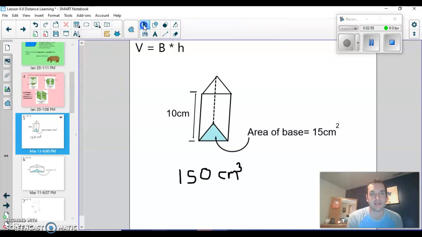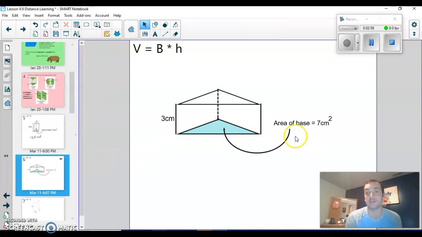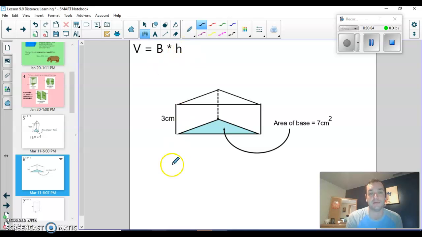All right, moving on to the next problem, students. Here's another triangular prism. So they found the area for us again. So the area of the base is 7. The height is 3. So the answer to this problem would be 21 centimeters cubed.